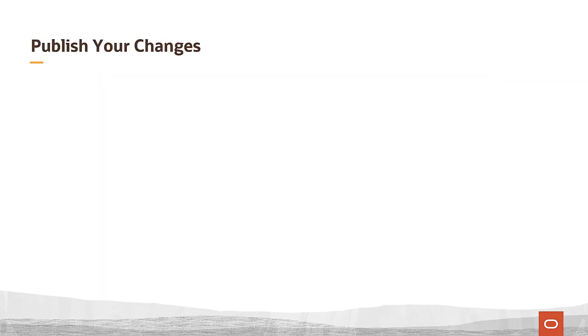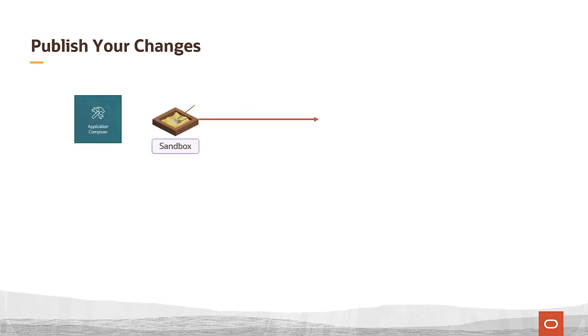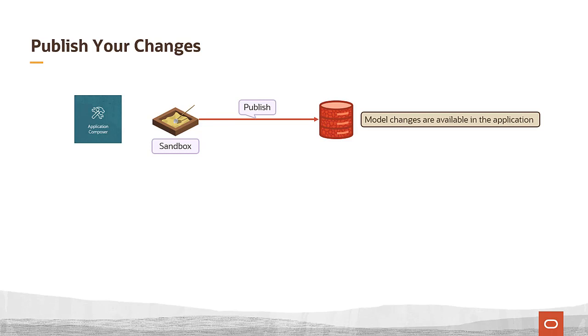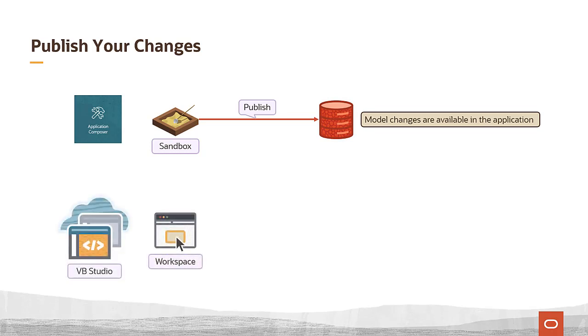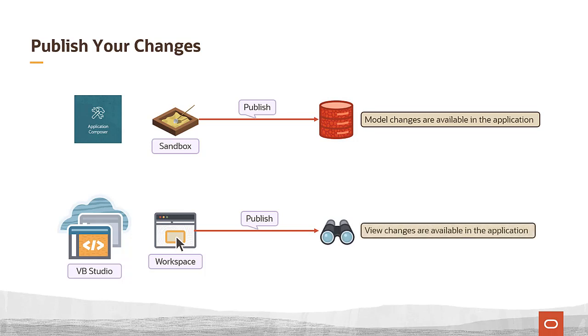Once you've made your changes, you need to perform two publish actions. First, you need to publish your Application Composer sandbox. This makes any model changes you made available in the application. You publish your Application Composer sandbox in the Help Desk application. Next, you need to publish your VB Studio workspace. This makes any view changes you made available to the application. You've published your VB Studio workspace in VB Studio. What about control changes? They get brought along whenever you publish your sandbox or your workspace.